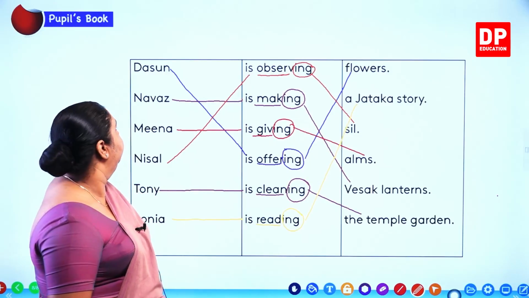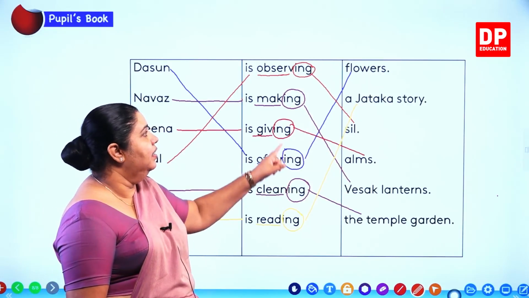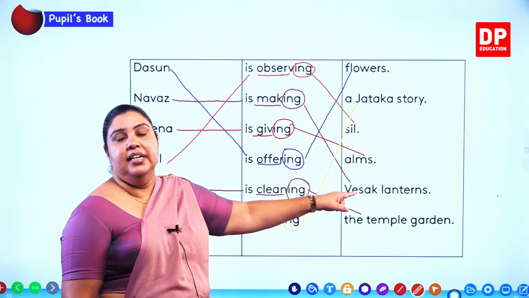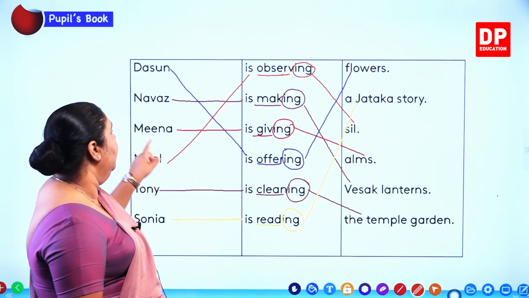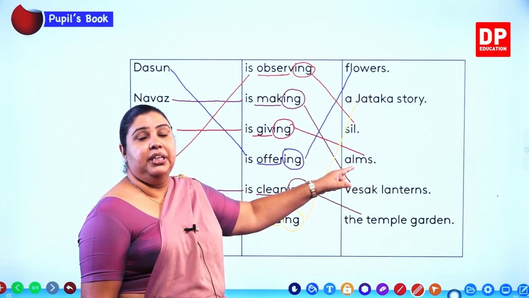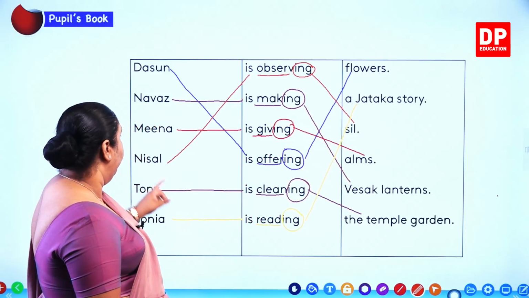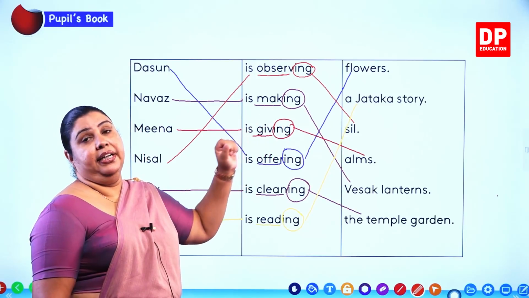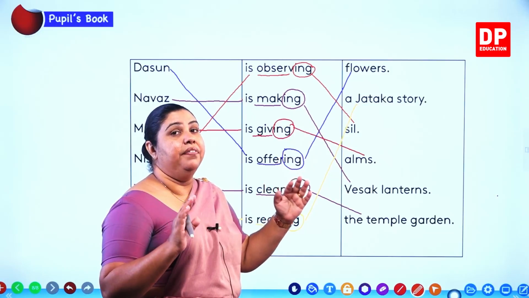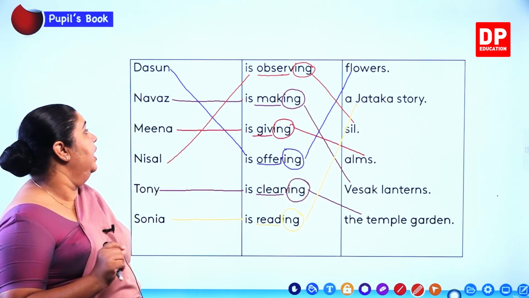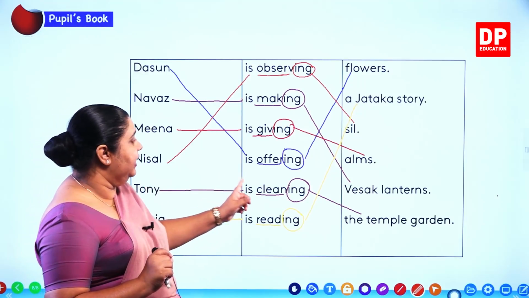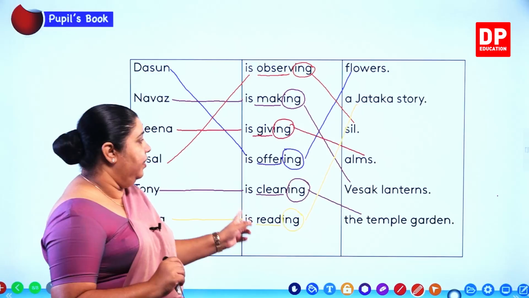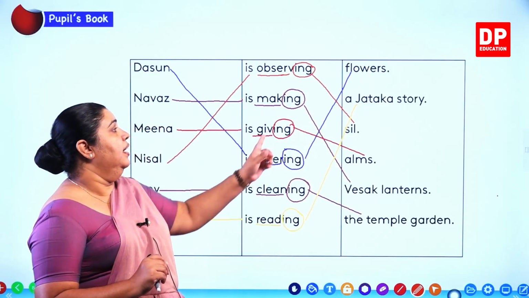So let's read them all now. Dasun is offering flowers. Nawaz is making Vesak lanterns. Meena is giving alms. Nisal is observing sil. Now everywhere we have the ing because we have to add the ing to the verb. Then we have Tony. Tony is cleaning the temple garden. Last one, Sonia is reading a Jataka story.